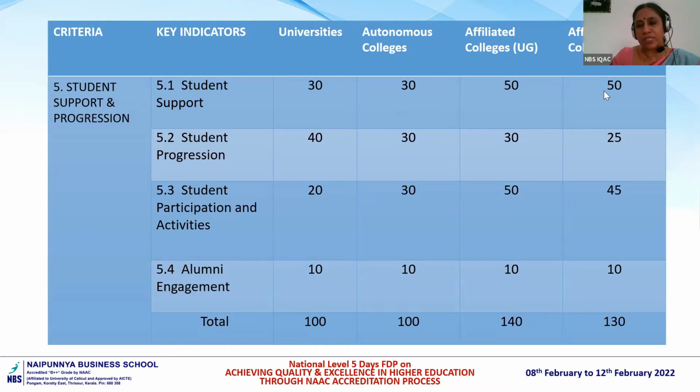So a lot of emphasis: 50 points totally for affiliated colleges PG, we have 130 points, and for UG alone you have got 140 points, and you can see how the total points are distributed. So you can understand where NAAC is putting the emphasis. A lot of emphasis on student support activities, that is what we are giving to our students, and a lot of emphasis on student participation is also being given.